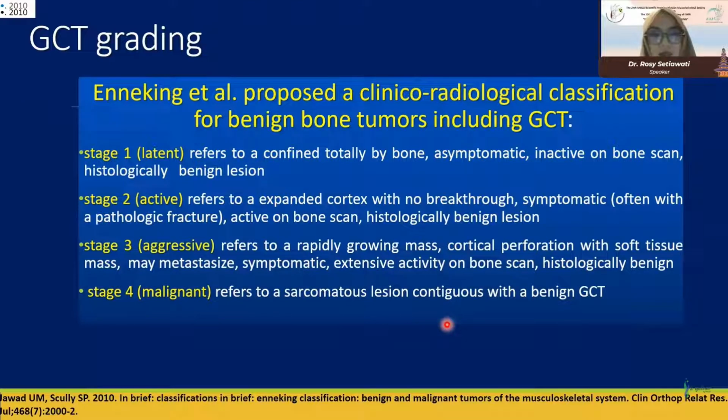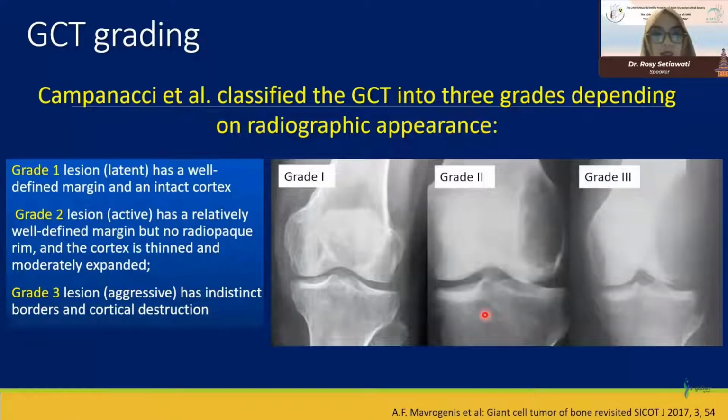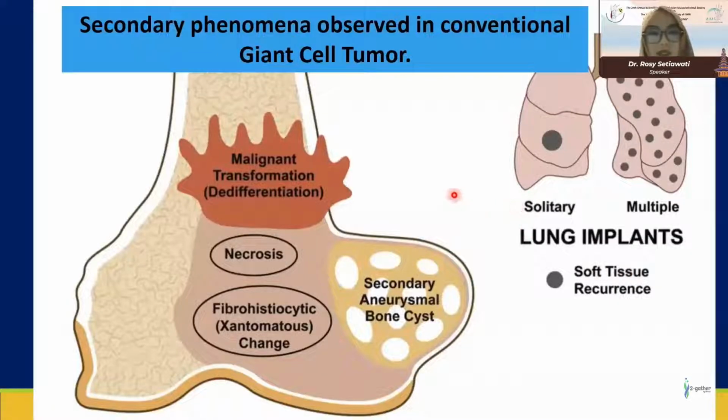Stage 3, aggressive, refers to a rapidly growing mass with cortical perforation and a soft tissue mass, may metastasize, symptomatic, with extensive activity on bone scan and histologically still benign. And stage 4, malignant, refers to a sarcomatous lesion contiguous with the benign lesions. Campanacci et al. also made 3 grades of GCT based on the radiographic appearance: latent as grade 1, active as grade 2, and aggressive as grade 3, similar to the Enneking classification.